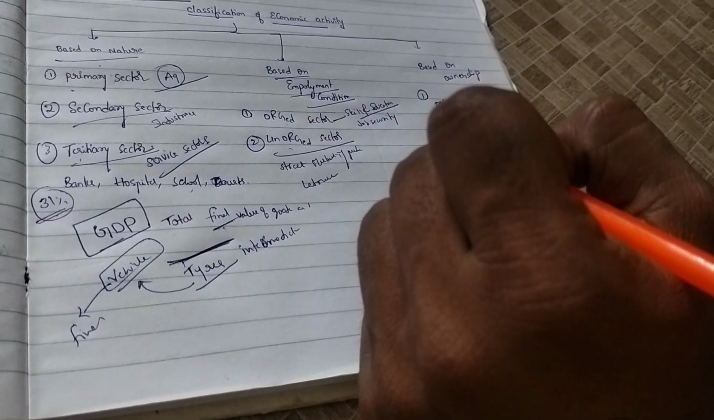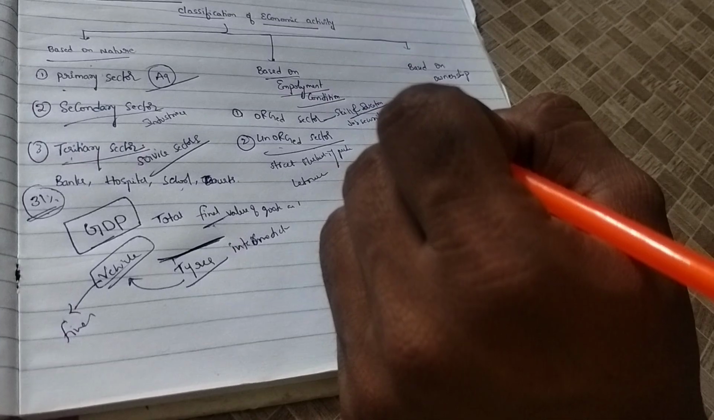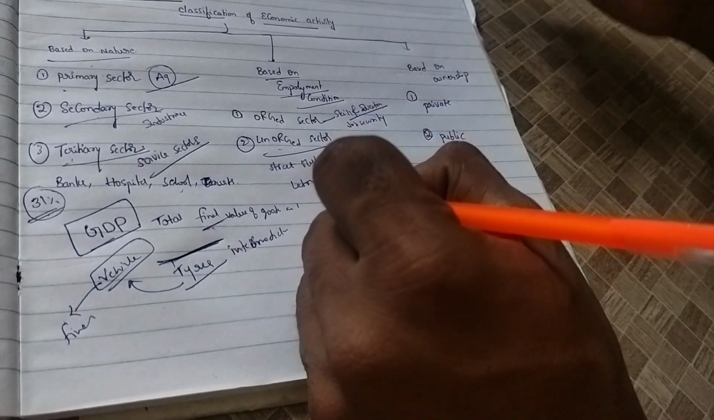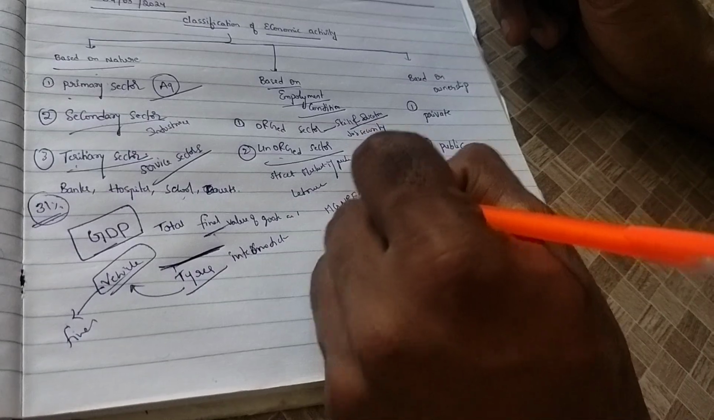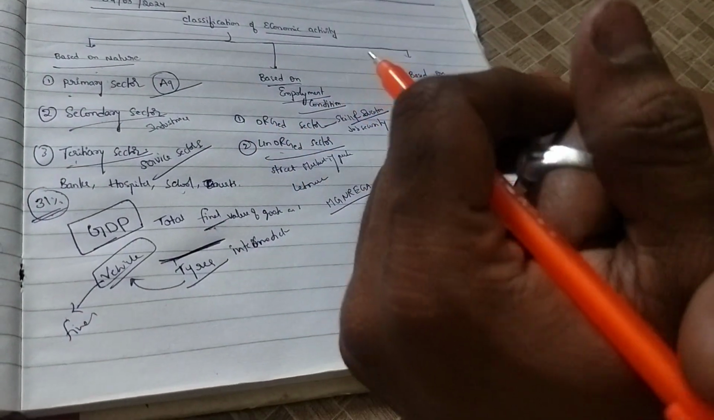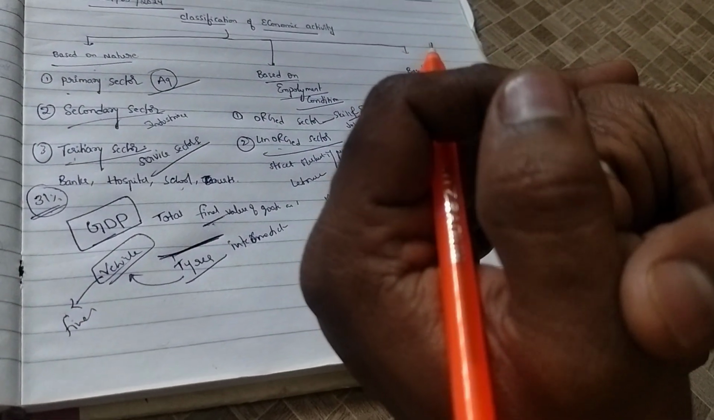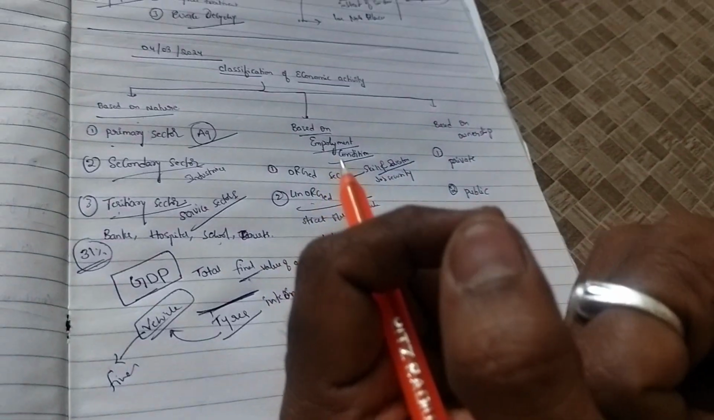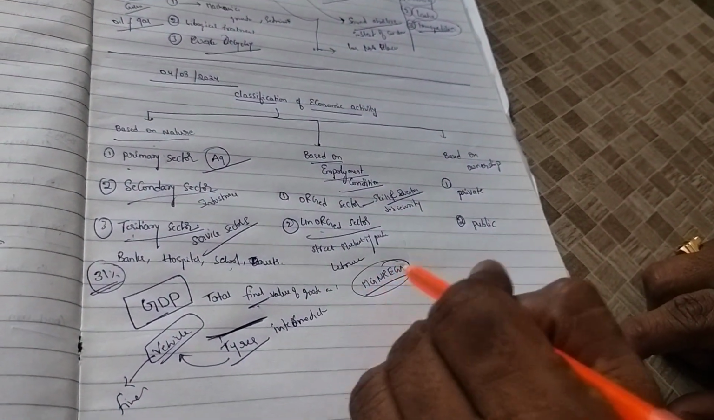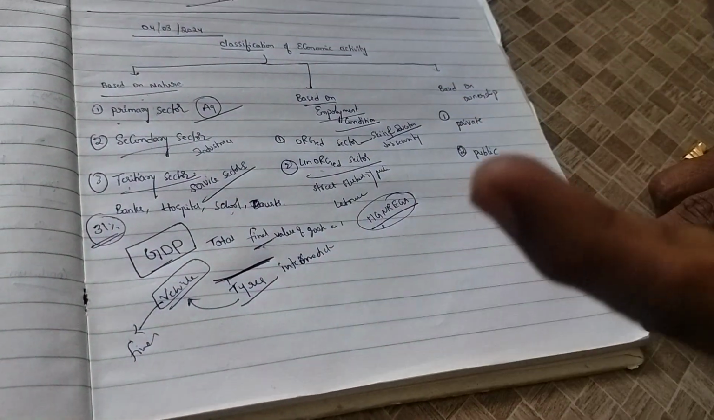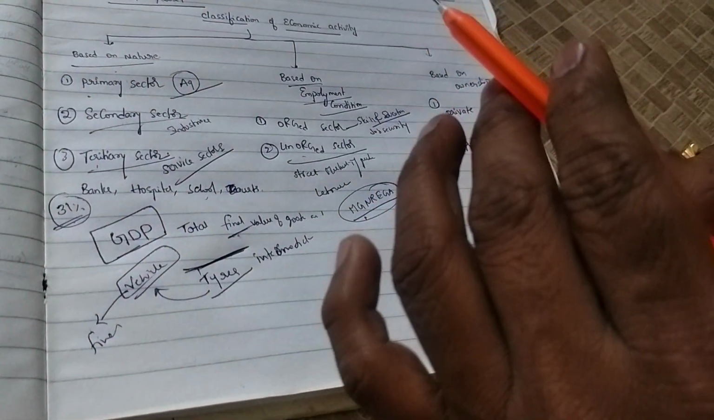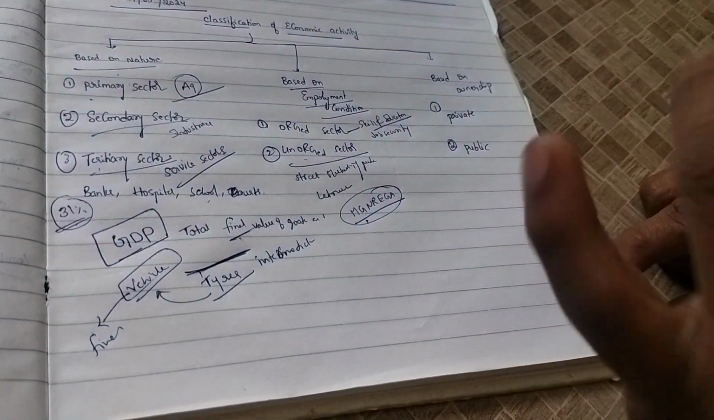So for this condition, the government introduced a scheme, that is MGNREGA, the Mahatma Gandhi National Rural Employment Guarantee Scheme. This is what it does: the government will provide 100 days of employment to the people. It was launched in many districts in India.